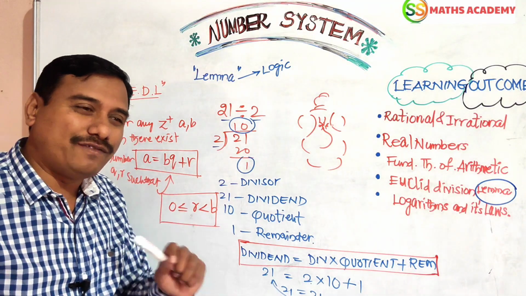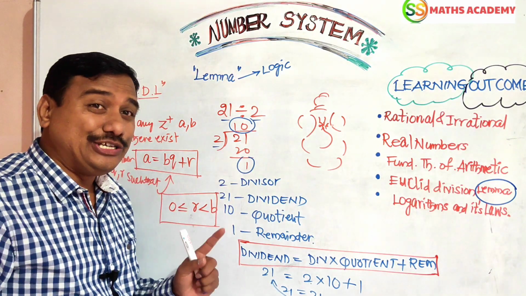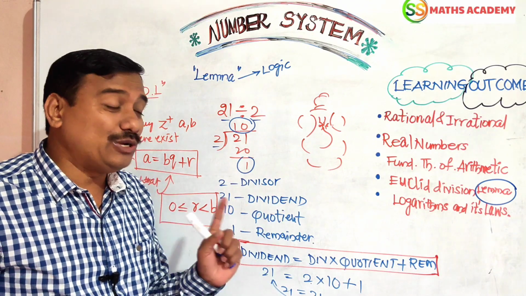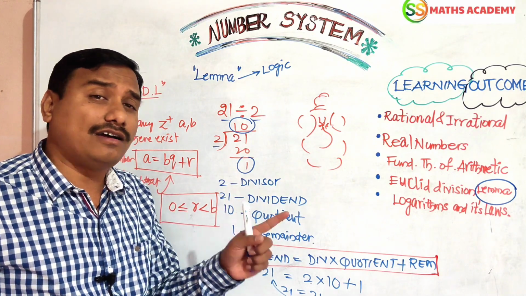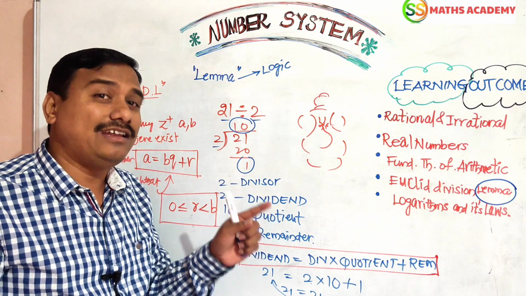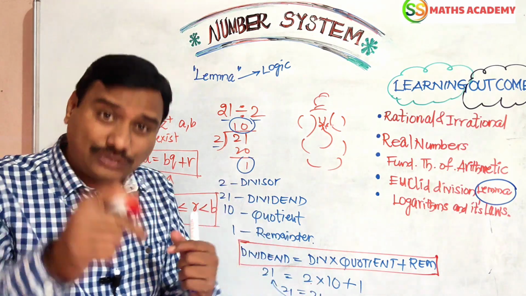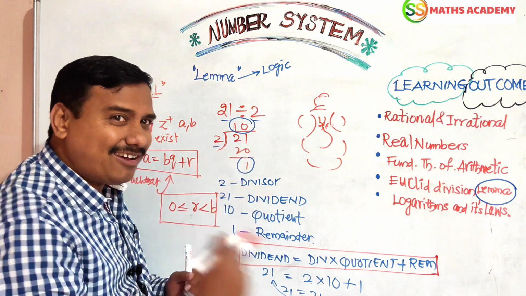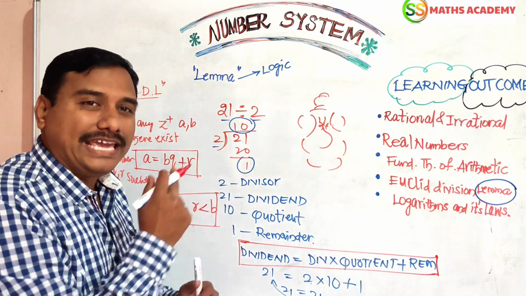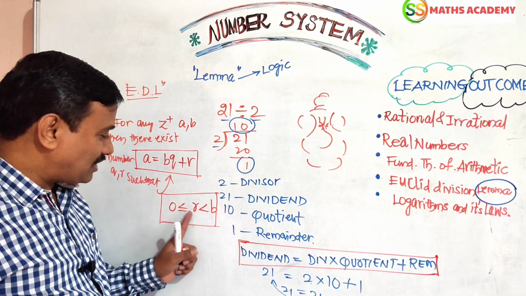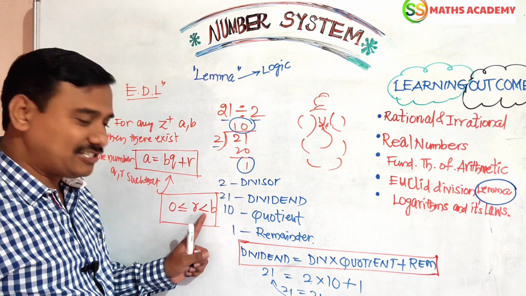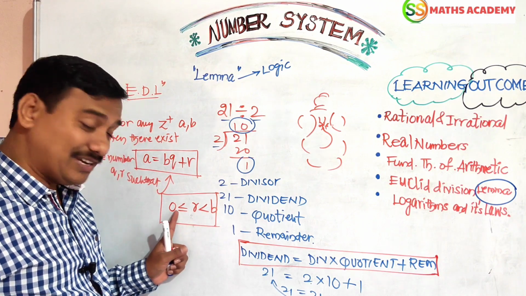In Euclid division lemma, which of the following is correct? 0 less than or equal to r less than b, 0 less than r less than b, 0 less than r less than or equal to b, or 0 less than r less than b. Which is correct? The first one is correct, because 0 less than or equal to r less than b. This is a very important condition. Here there is no equals on the b side, only on the 0 side.